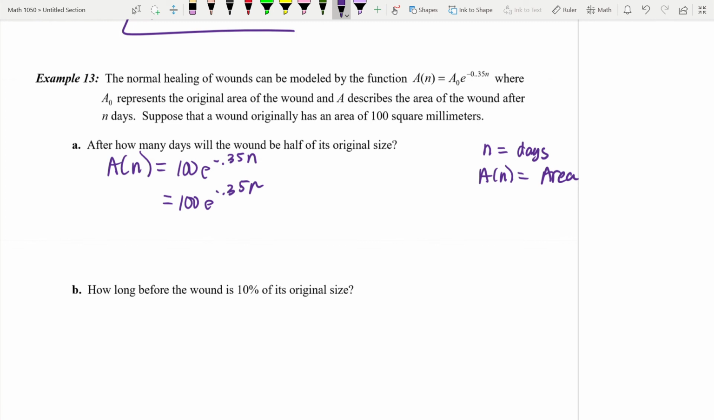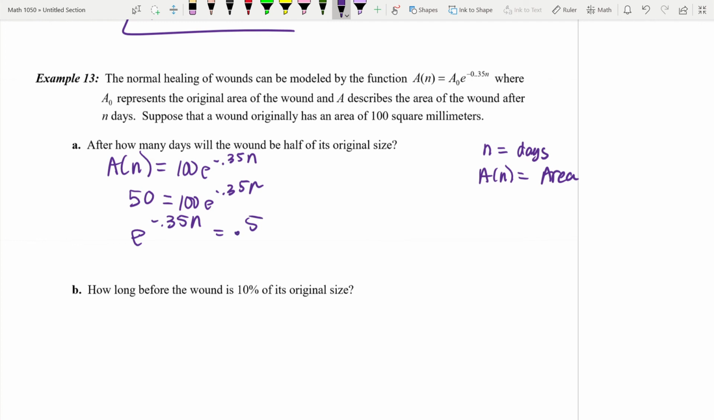50. Why 50, Kyla? Half of what it was, right? Half of the original size. If it started at 100, half of it's gone, that's going to be a 50. Who says gotcha? Tell me, guys. Okay. Are we stuck? Is the base and the exponent by itself? Talk to me. No. What's there? 100. How do you get rid of it? Divide. So now I have E to the negative 0.35n is 50 divided by 100, which is 0.5.